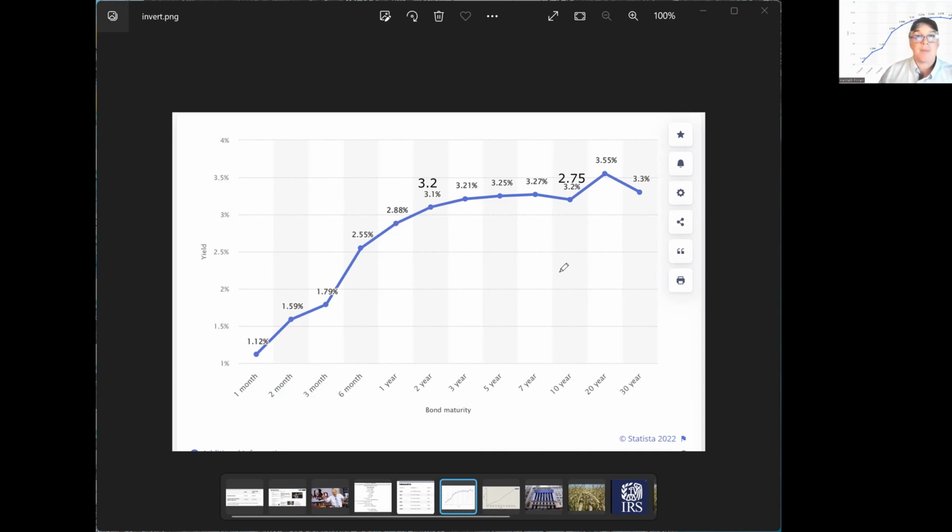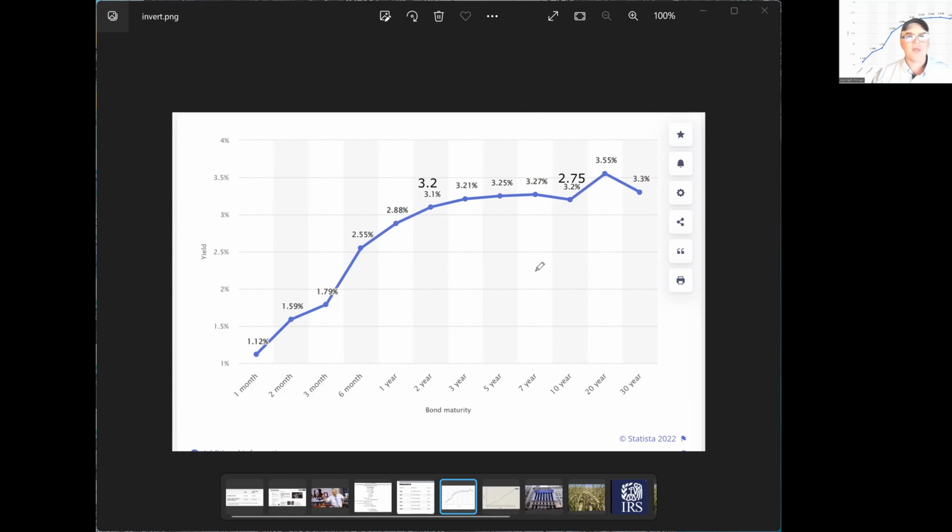It doesn't mean it will happen, but it hasn't been wrong in the last 8 recessions. So this 2-year, if you borrow money for 2 years, you're going to get 3.2%. But if you do it for 10, you're only going to get 2.75. That's inverted. You're getting less for the long term than the short term. And again, that's usually a sign of the Fed raising rates. But let's go into how that happens.